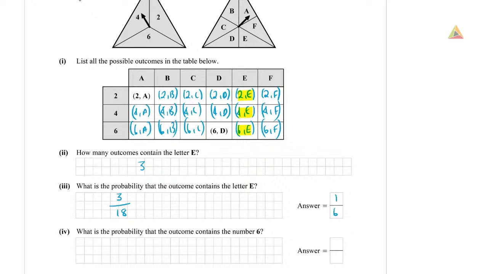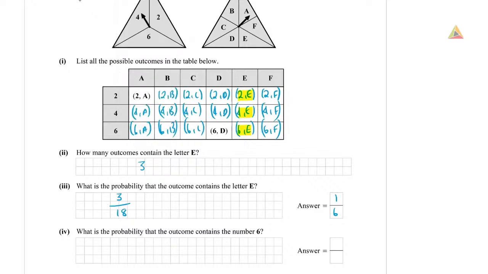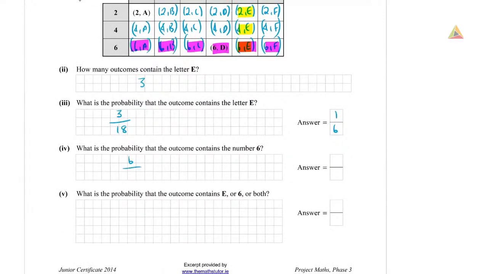What is the probability that the outcome contains the number 6? So if we were to go along and see how many different options we have for 6, we have 1, 2, 3, 4, 5, 6. There are 6 options that contain the number 6. So that's going to be 6 out of 18. And that breaks down in the calculator to 1/3.